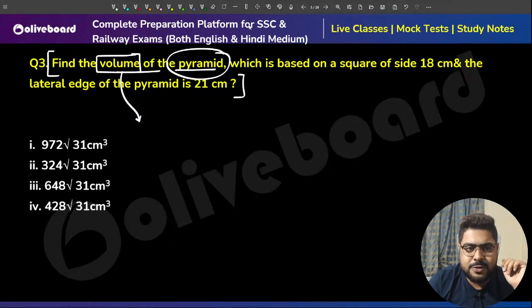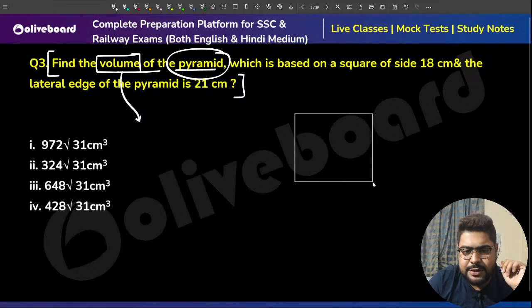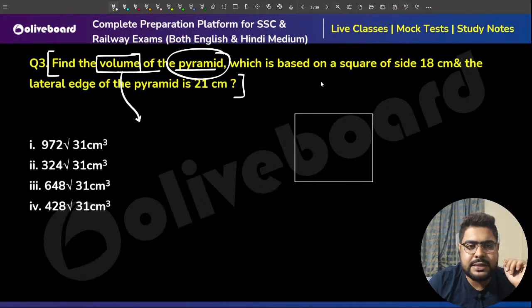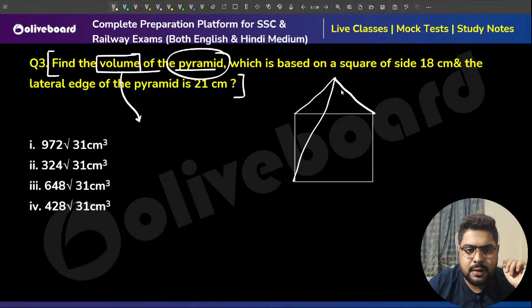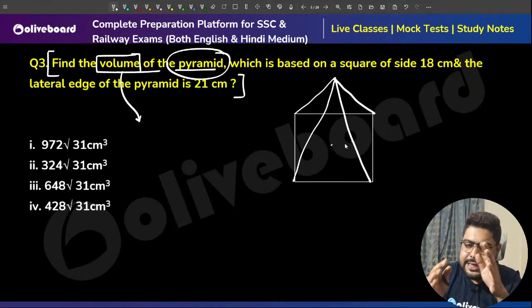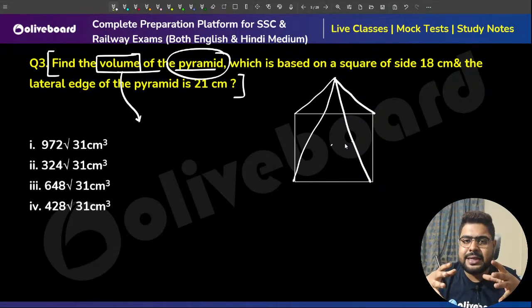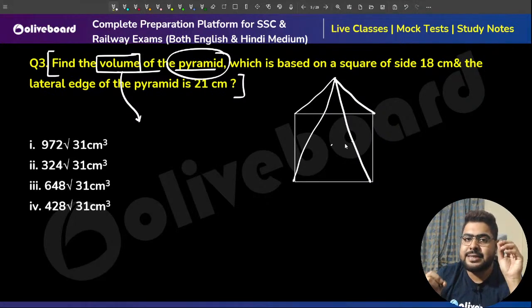So let me just draw a pyramid for you guys. A small pyramid, a square base pyramid. It will look something like this. Always visualize the things: this pyramid is shrinking as we are reaching the top. So in those cases, the cross-sectional area is not constant, it is reducing.